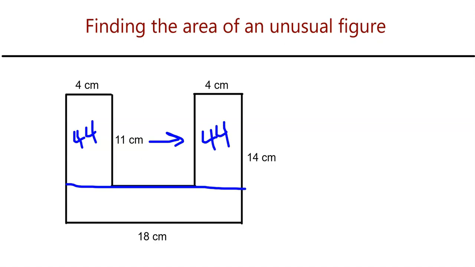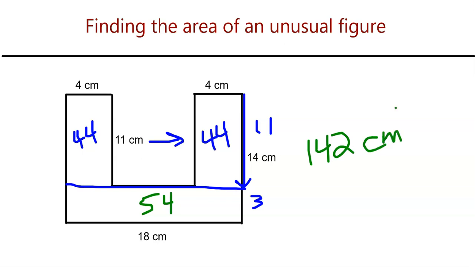And if the length from the top rectangle down to the bottom of that rectangle is 11, and the total side is 14, well then this is 3 centimeters remaining there, 14 broken down to 11 and 3. So 18 times 3 is 54. And now we have 44 plus 44 is 88, plus 54 is 142 square centimeters.